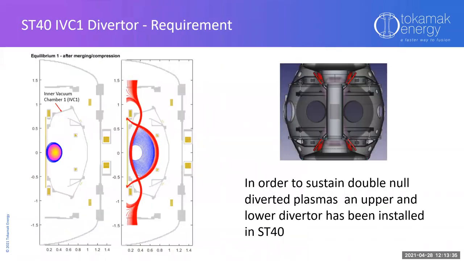In order to move from limiter plasmas, which is what we have seen now in the visible camera view, to double null configuration, we had to design and install an upper and lower divertor, which is what you see here. These plates were designed and installed during the last shutdown that lasted approximately a year. This was not the only thing that was done during the shutdown. One of the biggest constructions was the installation of the BioShield that allows us to run at high performance.